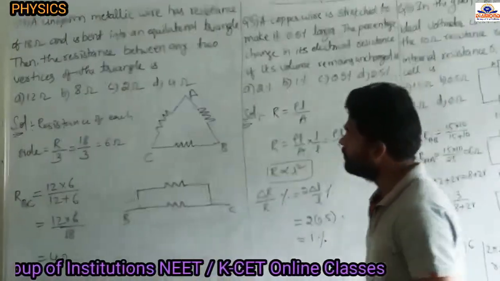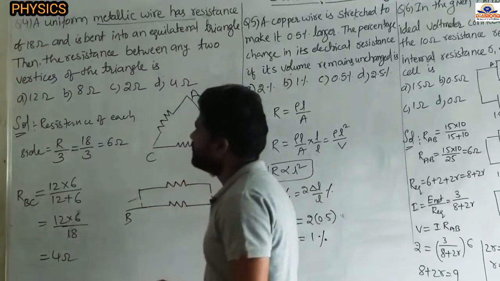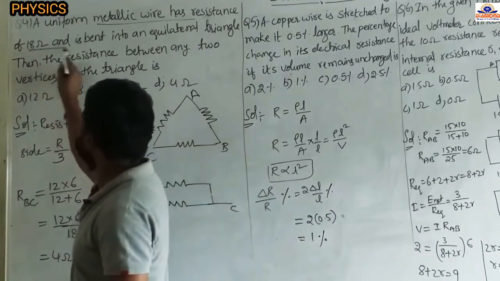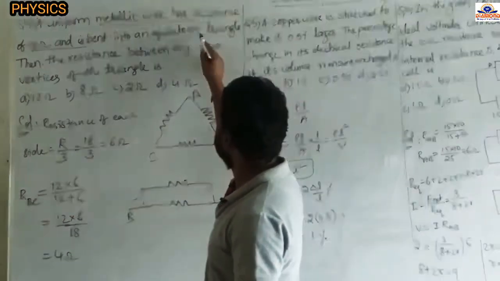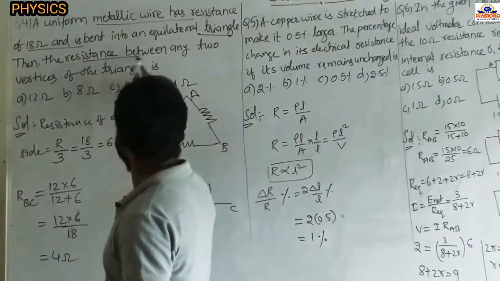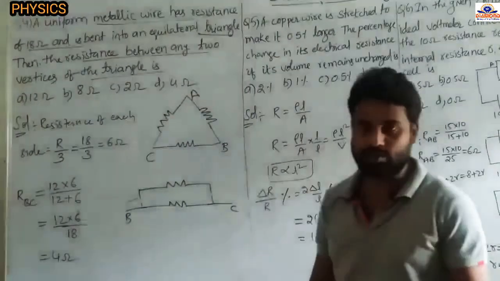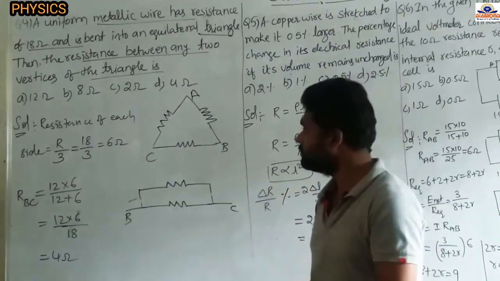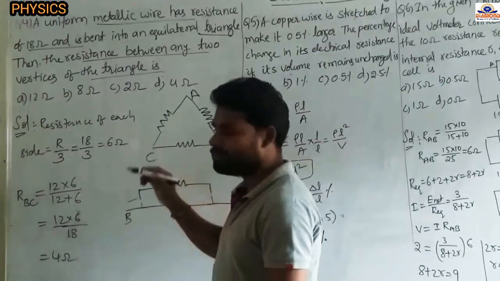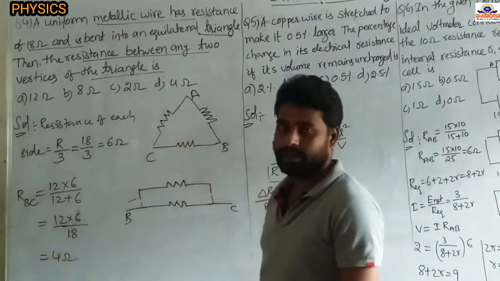See the next question, the fourth one. A uniform metallic wire has resistance of 18 ohm and is bent into an equilateral triangle. Then the resistance between any two vertices of the triangle is. Between any two vertices we have to find the resistance. So the resistance of the wire is R ohms. Now that is bent into an equilateral triangle. I have drawn the diagram here.